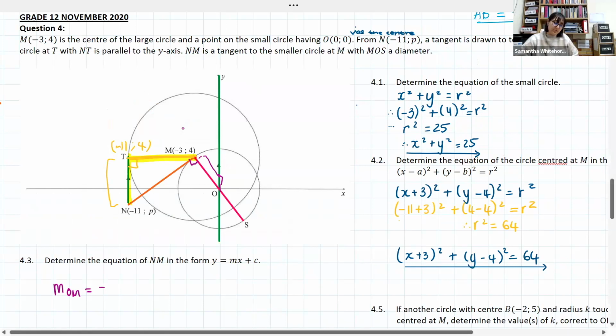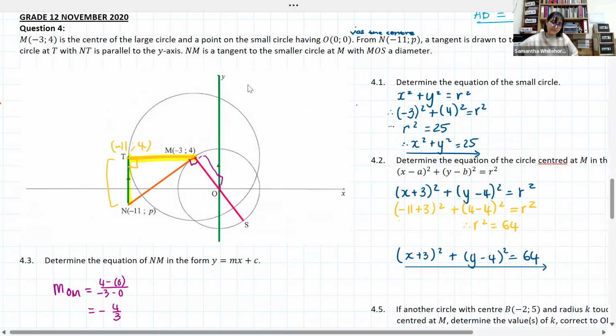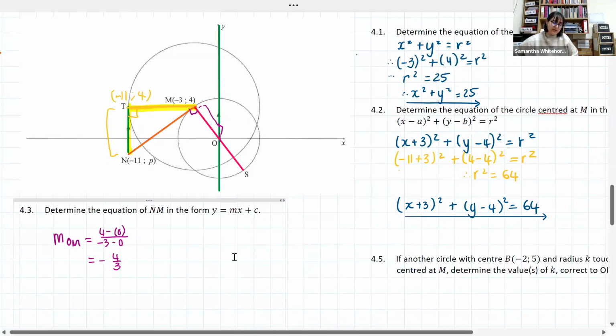Okay, close, just remember it's change in y. So it'd be, for example, 4 minus 0 over change in x, negative 3 minus 0. So that is negative 4 over 3. Okay, don't stress. It's often something that we get mixed up on. Just remember it's y in the numerator, x in the denominator.